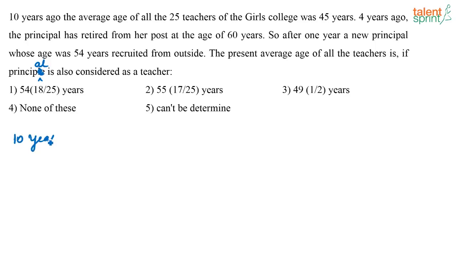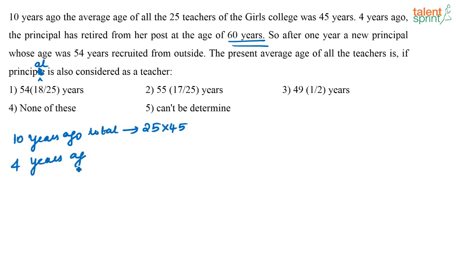So 10 years ago, what is the total age of all the teachers put together? It is nothing but 25 into 45. So this was the age of all the 25 teachers 10 years ago. Now what is happening? 4 years ago, the principal of age 60 has retired. So what is the age of these 25 teachers 4 years ago? See, I am in the present. I found out that 10 years ago their total age was so much. So 4 years ago, what will be their total age?